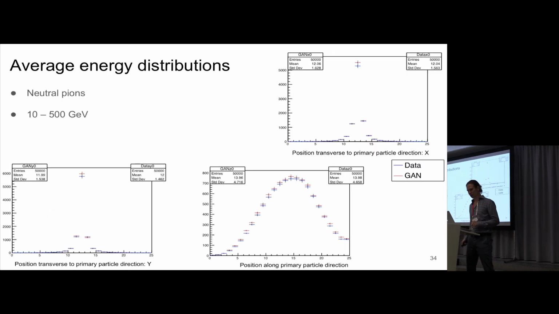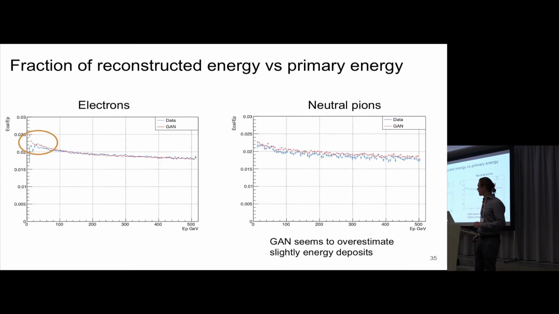You can do the same with pions. Look again at the longitudinal direction, but now also at the transverse directions. In all cases, you see decent agreement for these shower shapes. Then here is the fractional energy reconstructed over the truth one as a function of the truth energy for electrons and for the neutral pions. Again, some small discrepancy at low energies. And here it seems like there is an overall offset of the energy for the neutral pions.